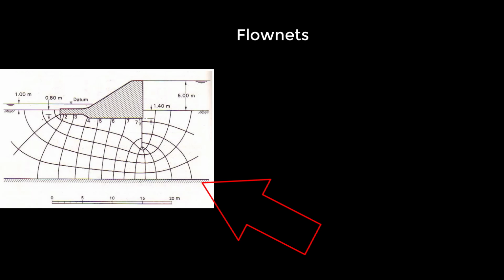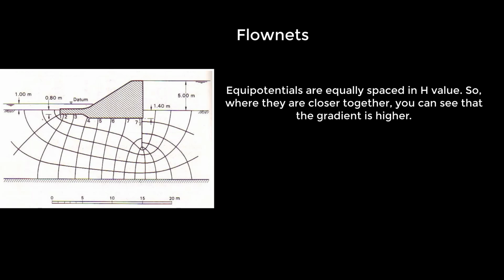But the next time you're asked to analyze flow beneath a dam, you will probably want to make a flow net. Now there are some things that you can actually learn from looking at flow nets, and they do inform you as to how to look at model results a bit better. Those are: equipotentials are most useful when they are equally spaced in head value. That way you can see where the gradient is highest.